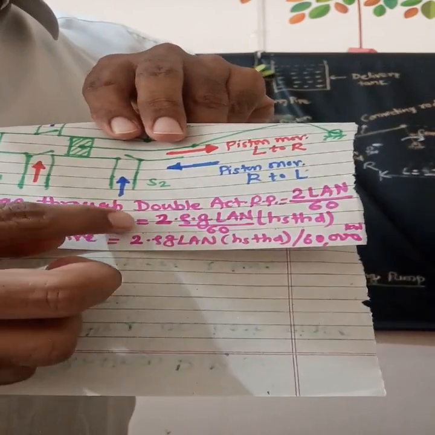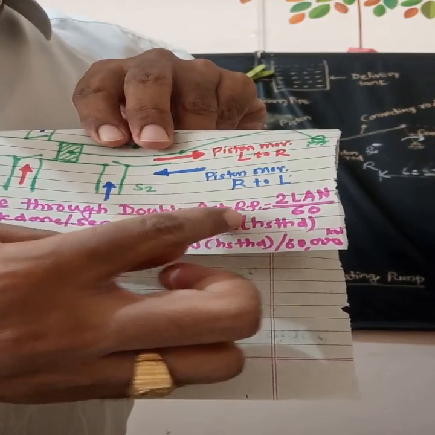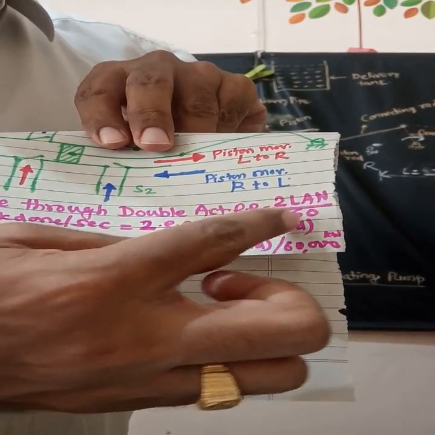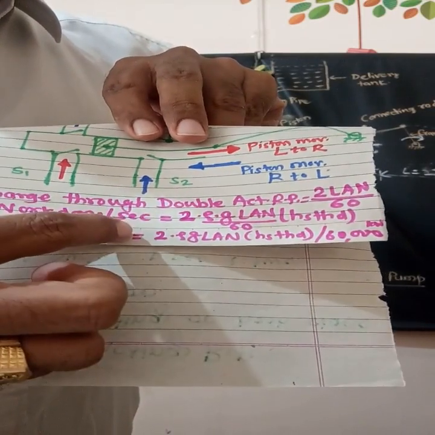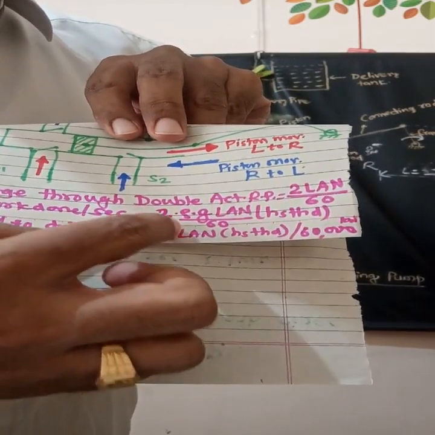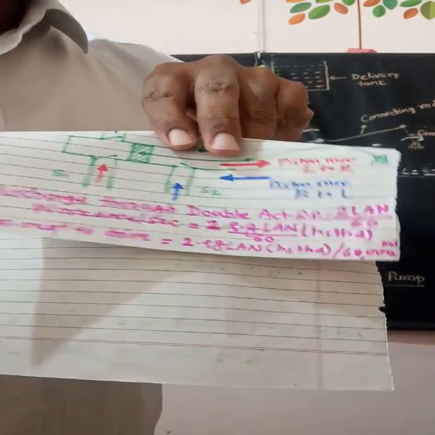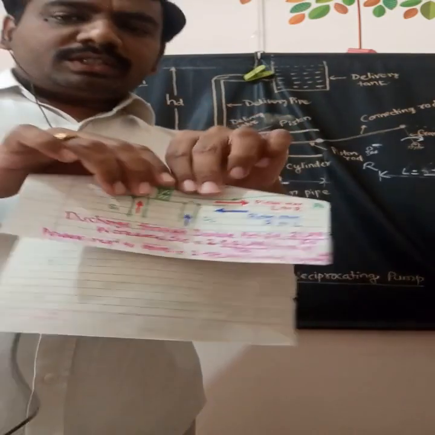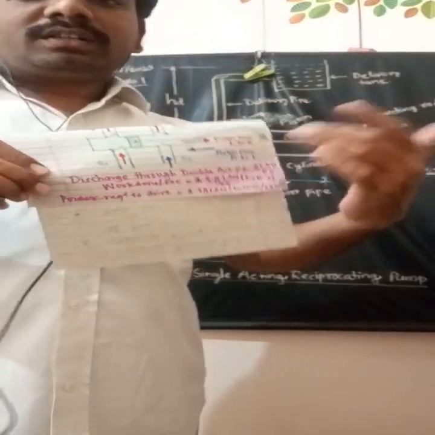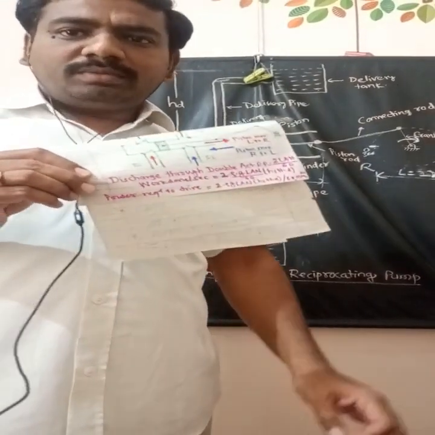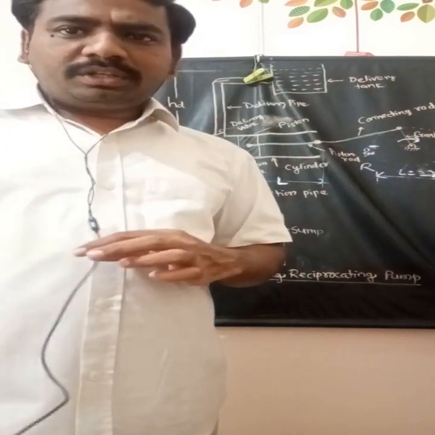Similarly, the work done per second is twice rho into g into LAN by 60, in bracket Hs plus Hd. And the power required to drive this pump is 2 into rho g LAN, in bracket Hs plus Hd, divided by 60,000, in kilowatts. So in the single acting reciprocating pump, whatever the values are, they are simply multiplied by 2 for the double acting reciprocating pump.